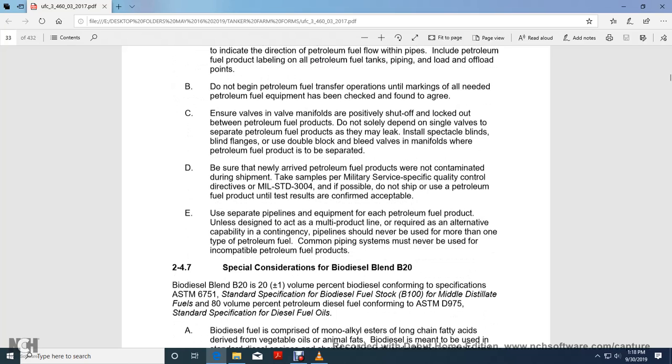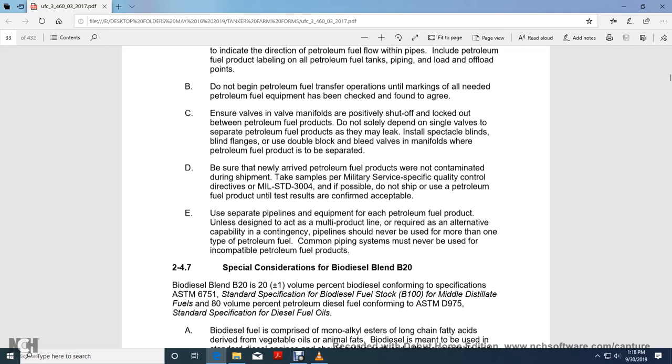Ensure the valve manifolds are positively shut off and locked out between the petroleum fuel products. Don't depend solely on a single valve to separate petroleum fuel products, as they may leak. Install a spectacle blind with a blind flange, double lock and bleed valve with the manifolds where the petroleum fuel product is to be separated.